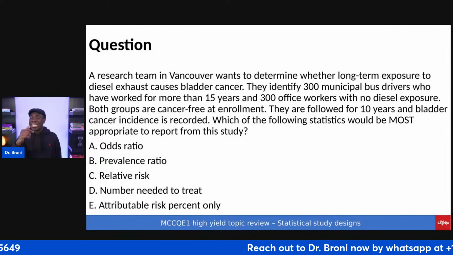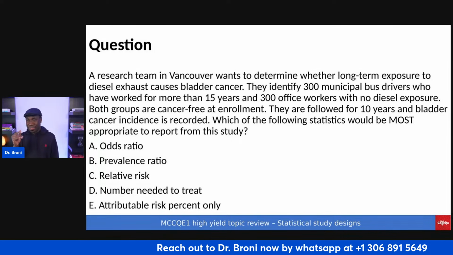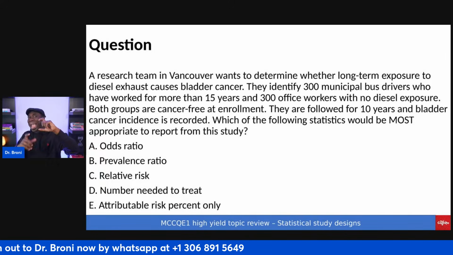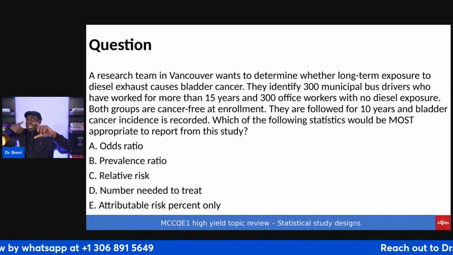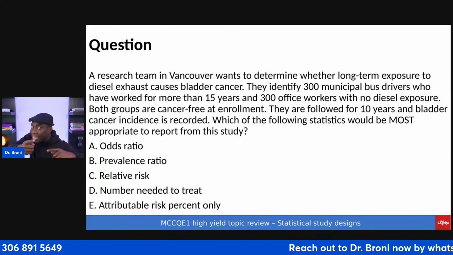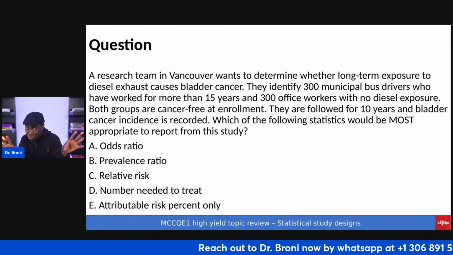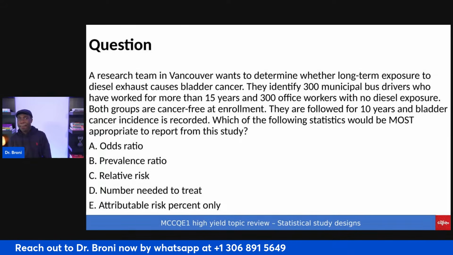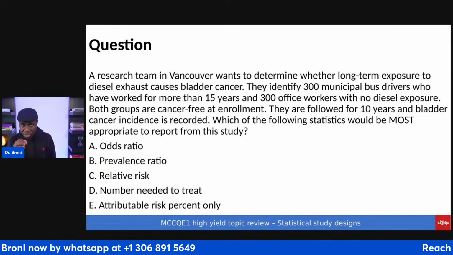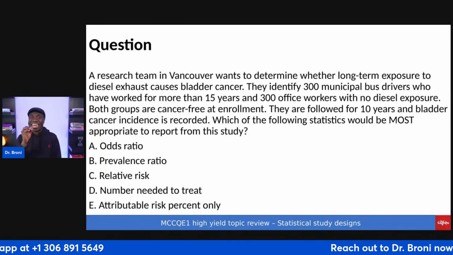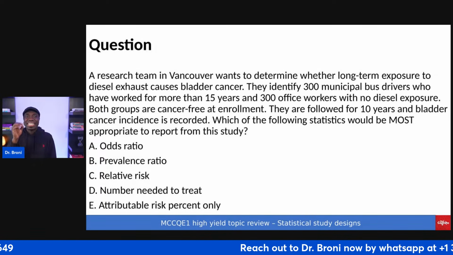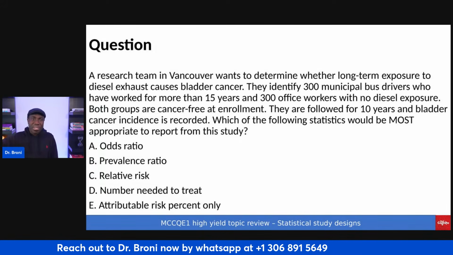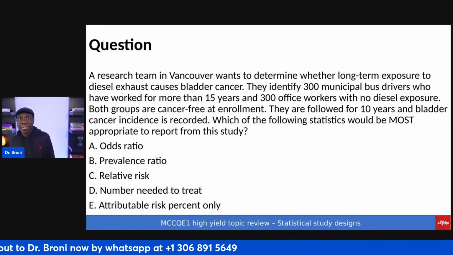You will realize that this is a two-layered question. First, you have to know the kind of study design we are doing, and then the statistical analysis you can do out of that study design, right? And I taught you this. So let's go. A, odds ratio. B, prevalence ratio. C, relative risk. D, number needed to treat. And E, attributable risk percent only.